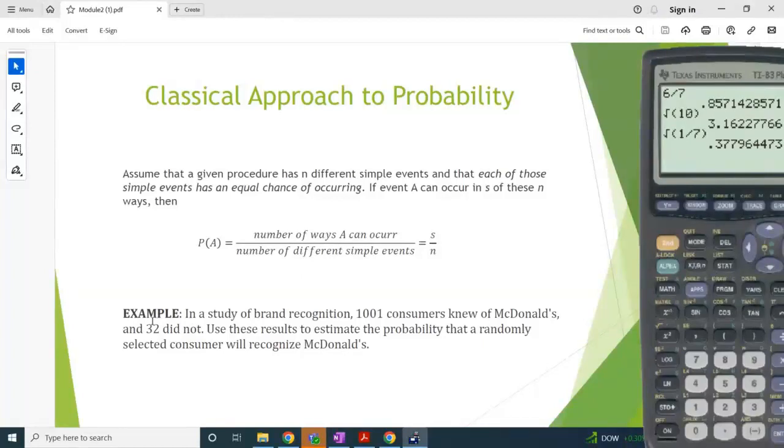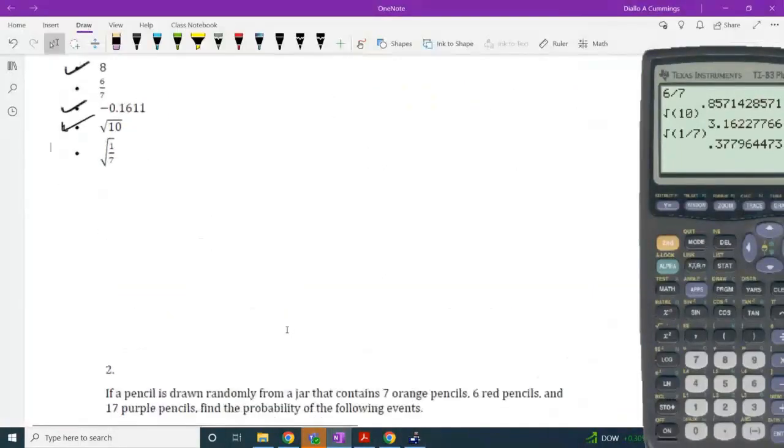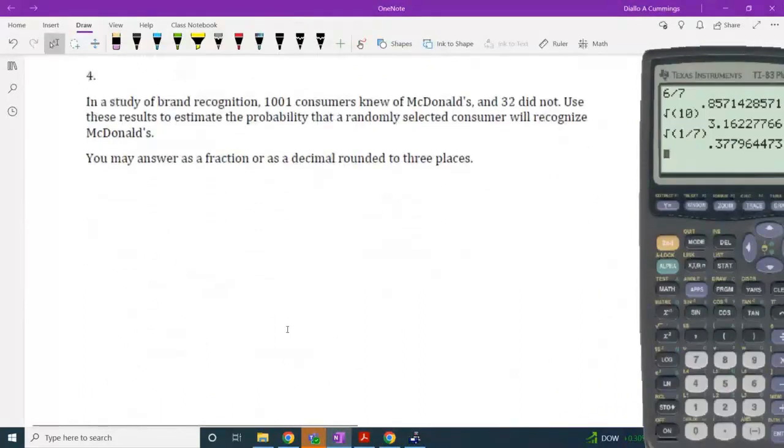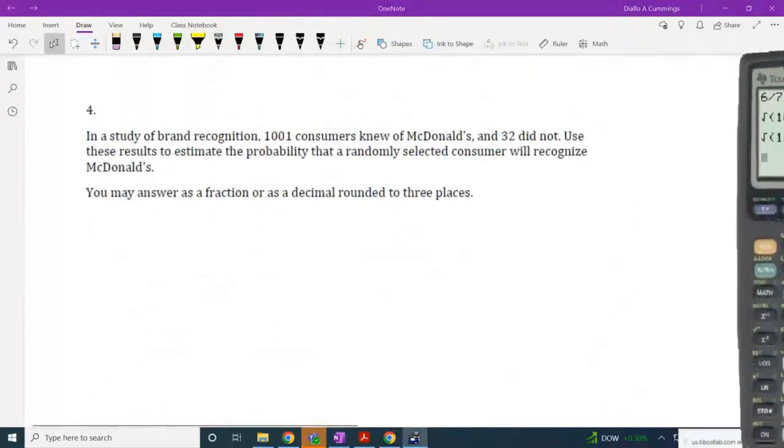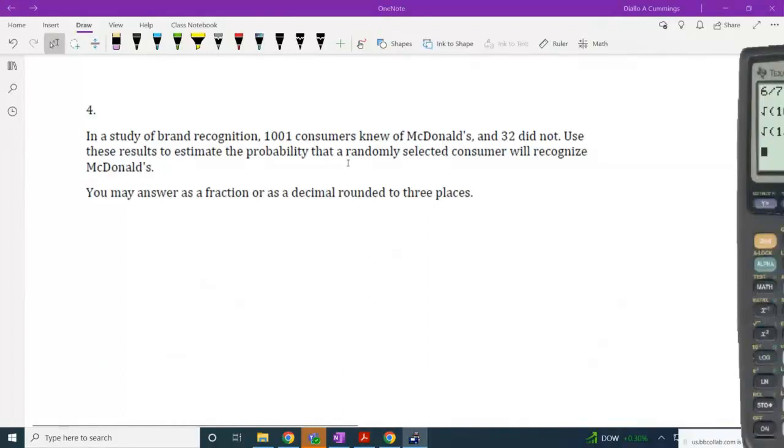Now there is an example that's on the notes. It's also number 4 on the handout. Number 4 on the handout is the exact same problem as that example. So here's an example that uses the classical approach to probability. In a study of brand recognition, 1,001 customers knew of McDonald's, and 32 people never heard of McDonald's. Use these results to estimate the probability that a randomly selected customer will recognize McDonald's. And we're asked to answer as a fraction rounded to 3 decimal places.